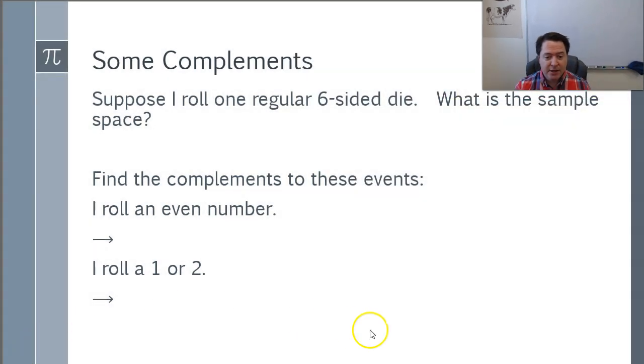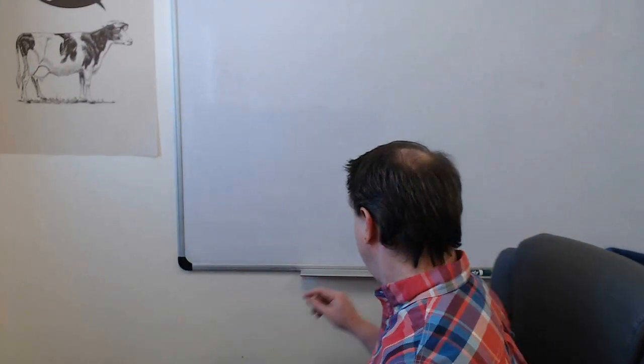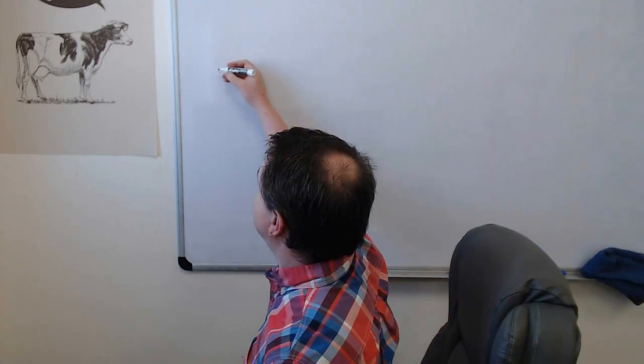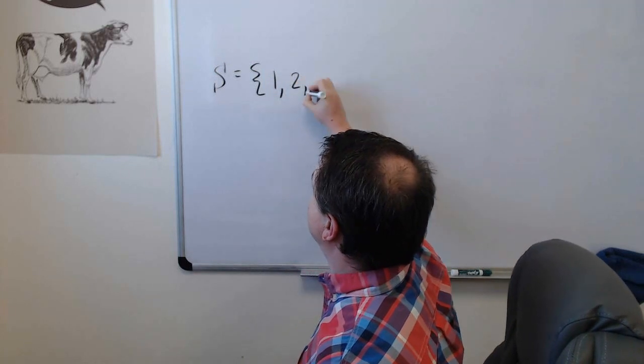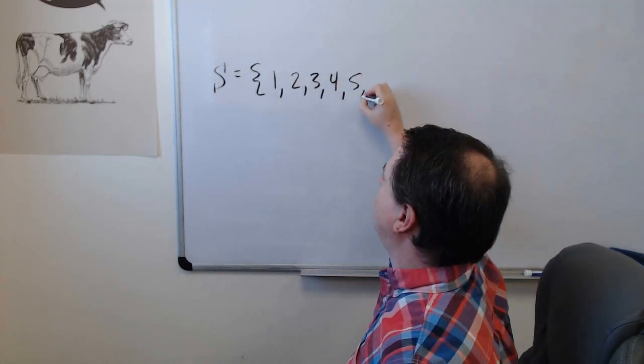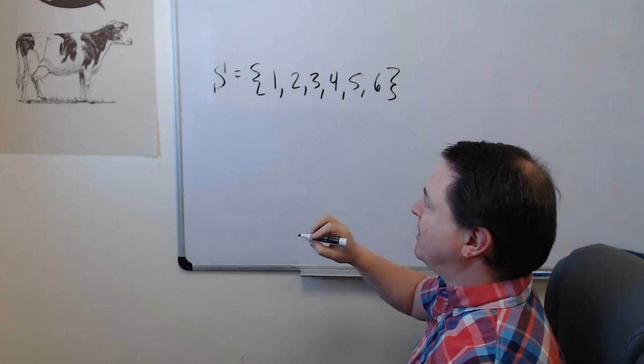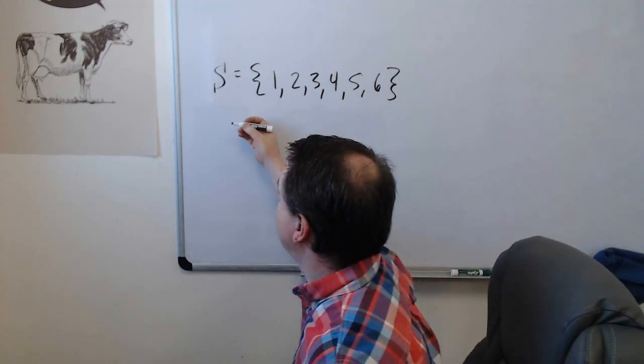All right, let's go through an example with a die here. Just a simple six-sided die, and figure out some probabilities based off these complements. So suppose we're rolling just one of these die. What's the sample space? And then let's find the complement to even and rolling a 1 or 2. Okay, so the sample space will simply be 1, 2, 3, 4, 5, or 6. Those are the only possibilities when I roll one die.